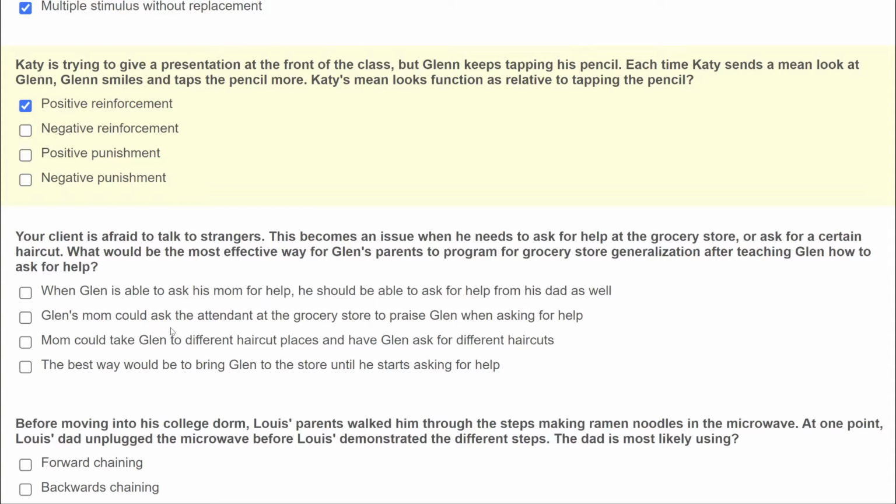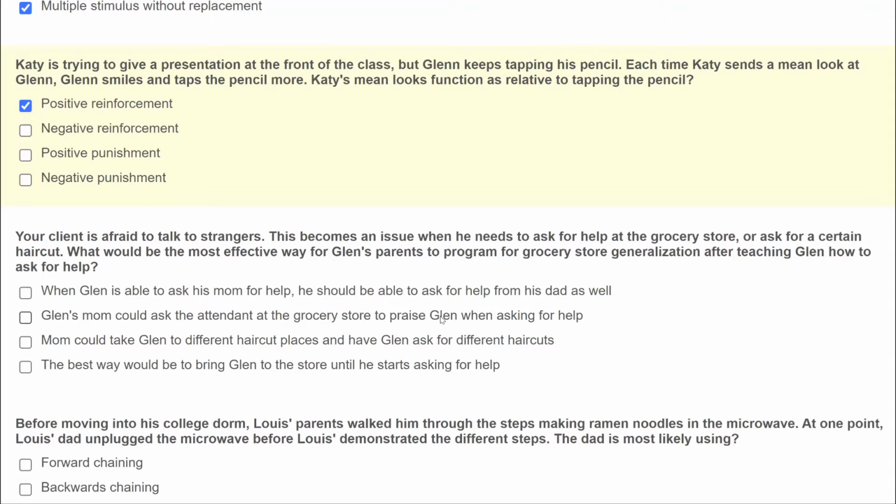B, Glenn's mom could ask the attendant at the grocery store to praise Glenn when asking for help. Good. If we get ahead of it, we tell the attendant, hey, when my son asks you for help, please provide praise. Well, now we're taking someone in the grocery store, a naturally occurring stimulus in the environment, and adding reinforcement to Glenn's behavior. This is a great way to go about it. Okay? Behavior is maintained by reinforcement, and to generalize, we need the natural environment to start reinforcing our behavior.